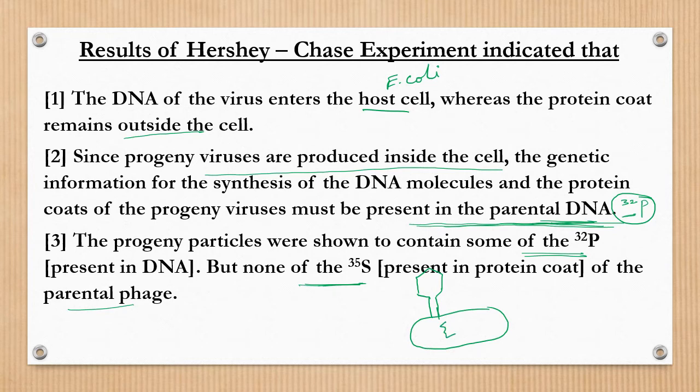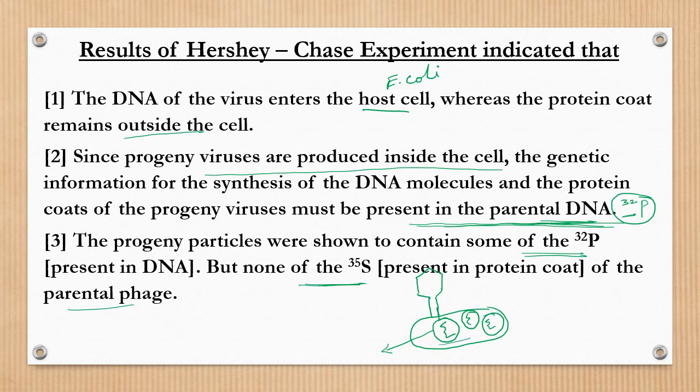This DNA, by using the protein synthesis machinery in the bacteria, replicates and produces several DNA. Around this DNA, a protein coat is synthesized. Then it is called the progeny, a new viral cell. And it is another new viral cell, and this is another new viral cell.